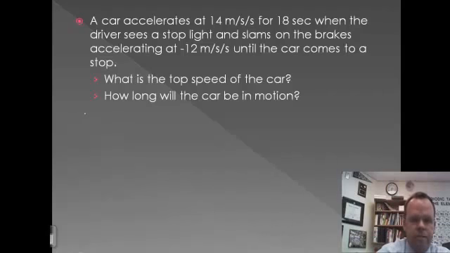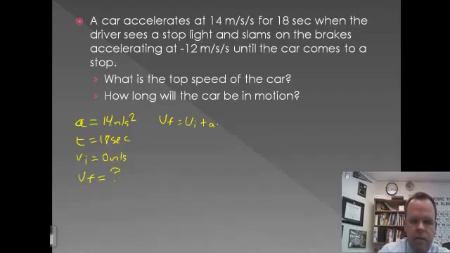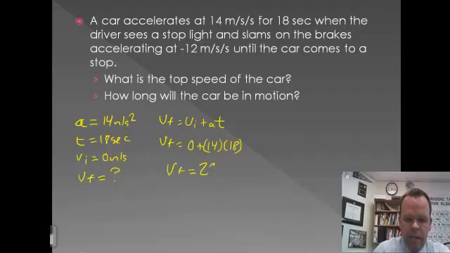So we need to break this into two parts. The first part, the acceleration is 14 meters per second squared. The time is 18 seconds. The initial velocity was 0, and we're looking for the final velocity. So we'll use v final equals v initial plus a t. v final equals 0 plus 14 times 18. So our final velocity, 252 meters per second. So that answers part 1.